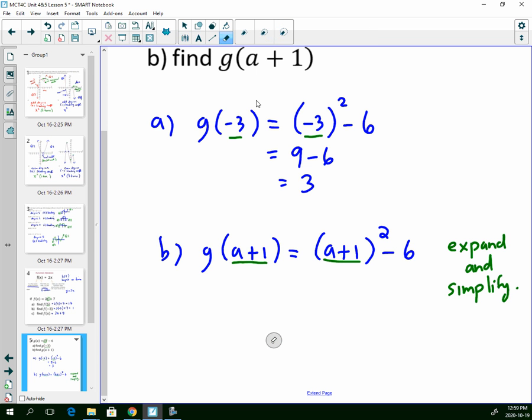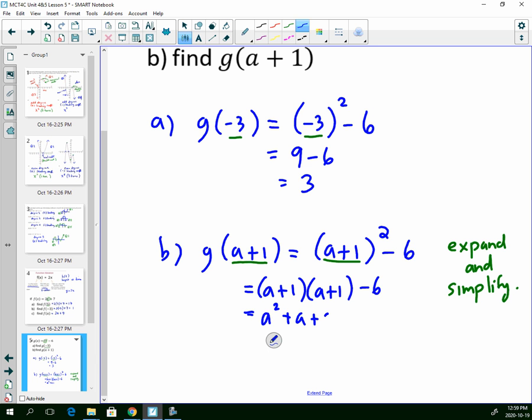Remember when you're expanding a binomial, you have it twice, so you might want to write it out. If you can remember to multiply all terms, that's fine, but sometimes it's a good idea to multiply it out so that you don't forget the middle. And then once you've expanded, you're just going to collect like terms. We're not solving because it's not equal to anything. It's just an expression that we're substituting in, and then we're just going to expand it and simplify it.